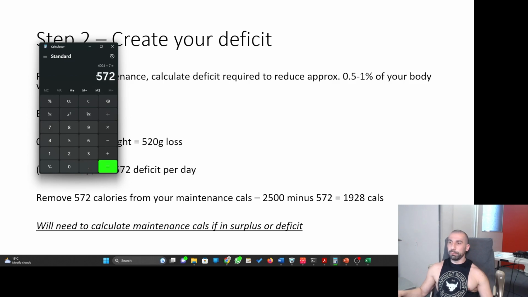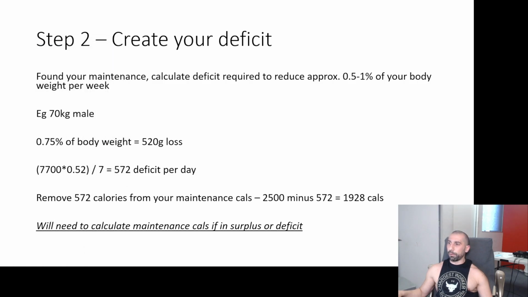So we know around this, again, these are rough guidelines, but they work initially. They're pretty close. If we remove 572 calories from our maintenance calories, we're probably going to lose, we'll be around that 0.5 to 1% loss per week, okay?